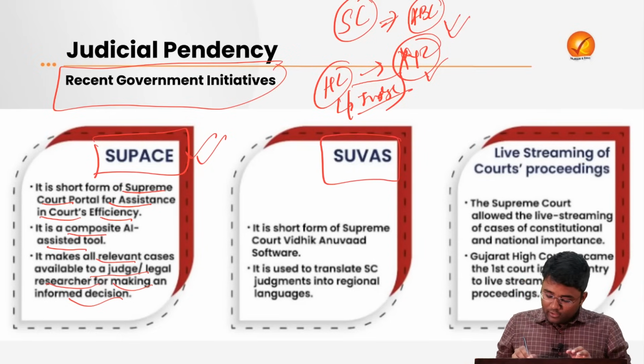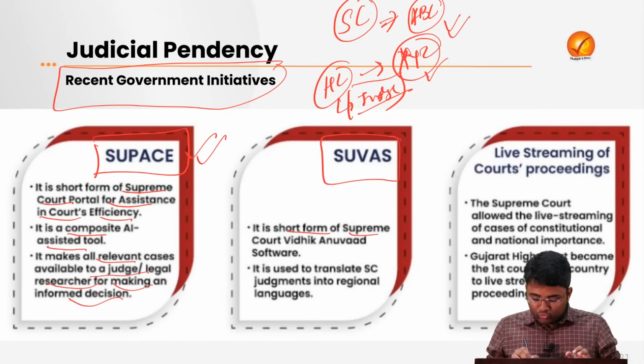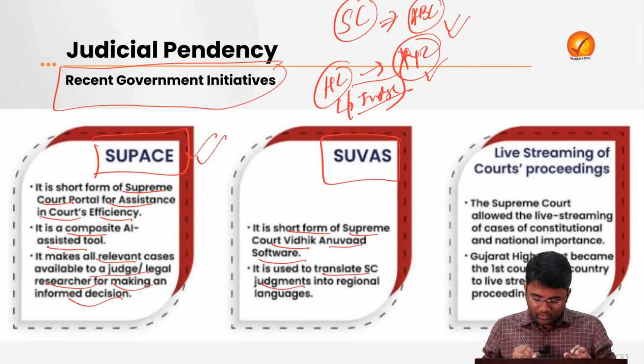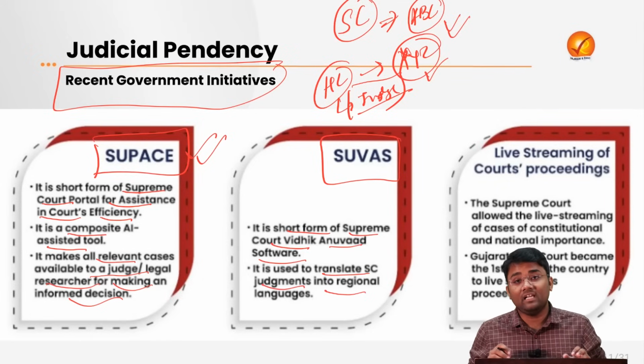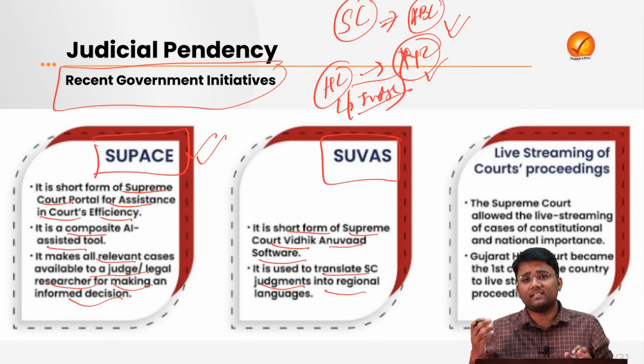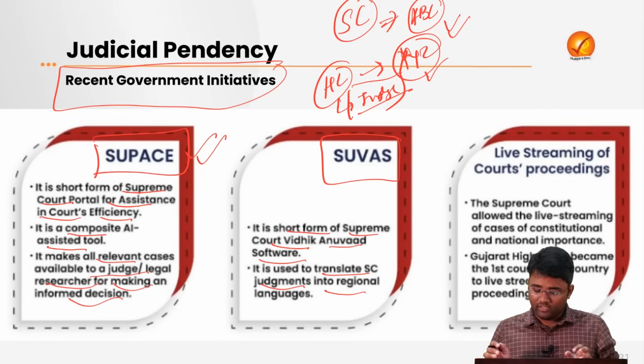The second is SUVAS, the short form of Supreme Court Vidhik Anuvad Software, which is, you can say, a translator module which will help in translating Supreme Court judgments into regional languages. It will be easier for people who are not well versed in the English language to understand all the judgments, the components of that Supreme Court judgment.